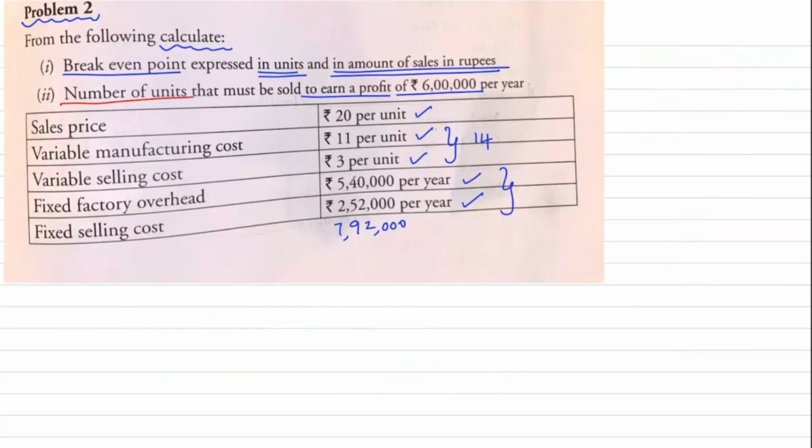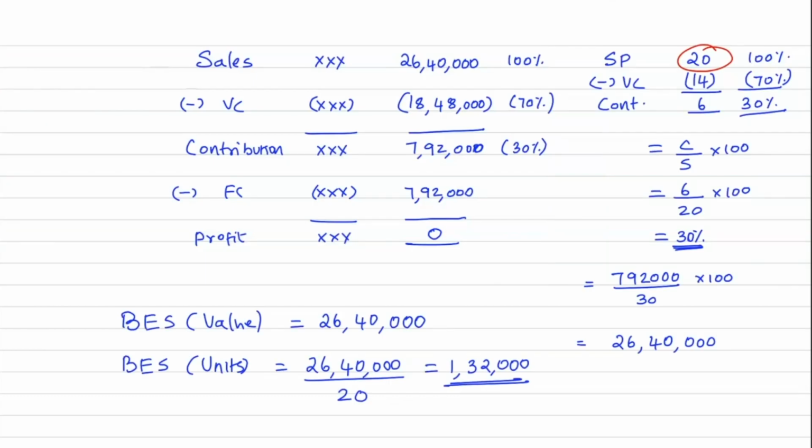Number of units that must be sold to earn a profit of rupees 6 lakh. Let's go to this table. In this place, what we need is profit of 6 lakh. It means this fixed cost of 7,92,000 will continue. So over here, we should have a contribution that supports both this fixed cost and a profit. That is profit of 6 lakhs. So let's have that computation over here. Sales minus variable cost will give you contribution. From that, deduct fixed cost, and that will give you profit.